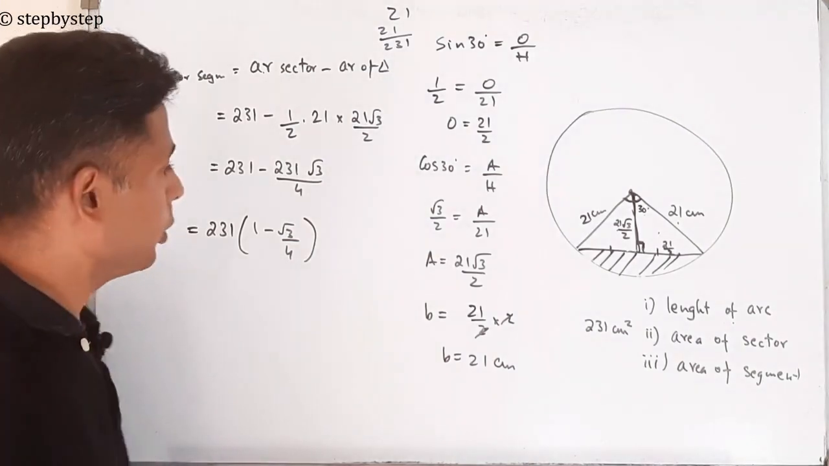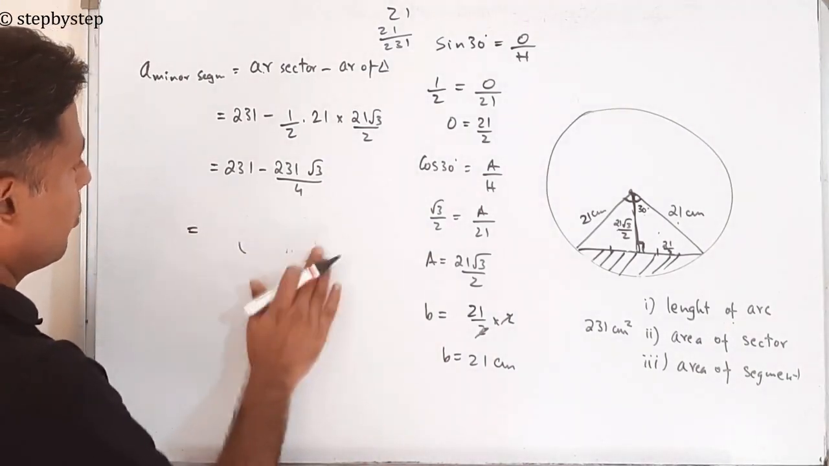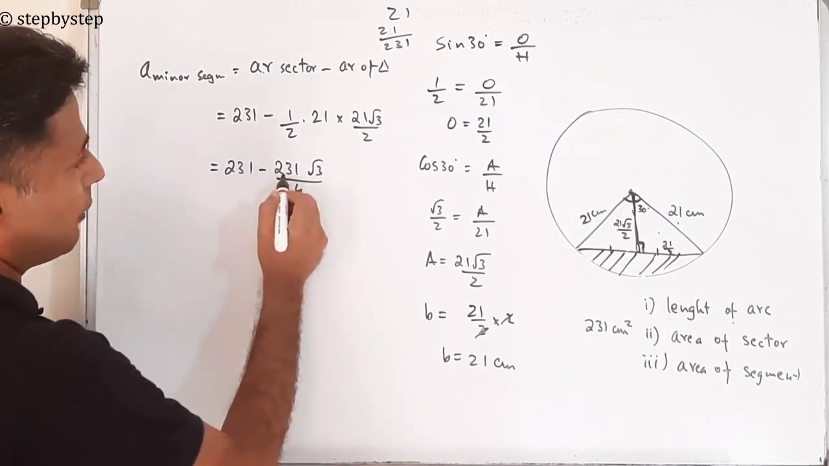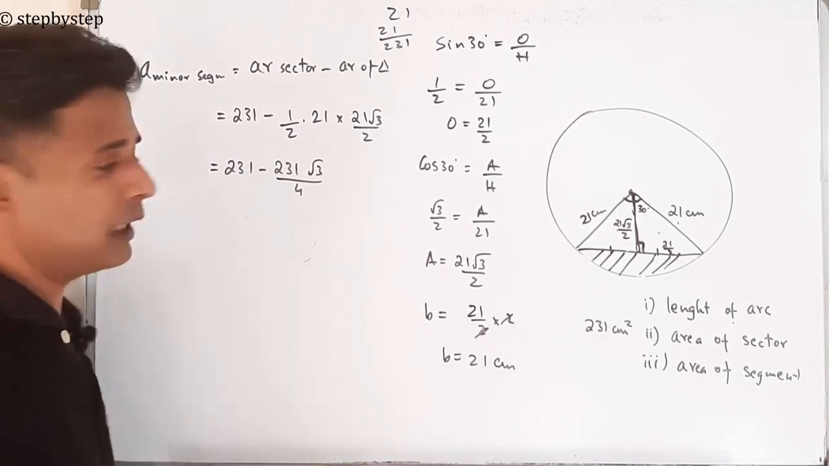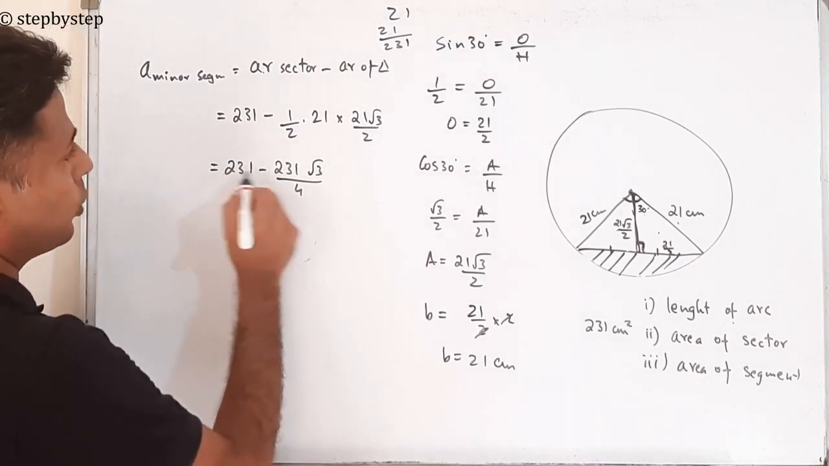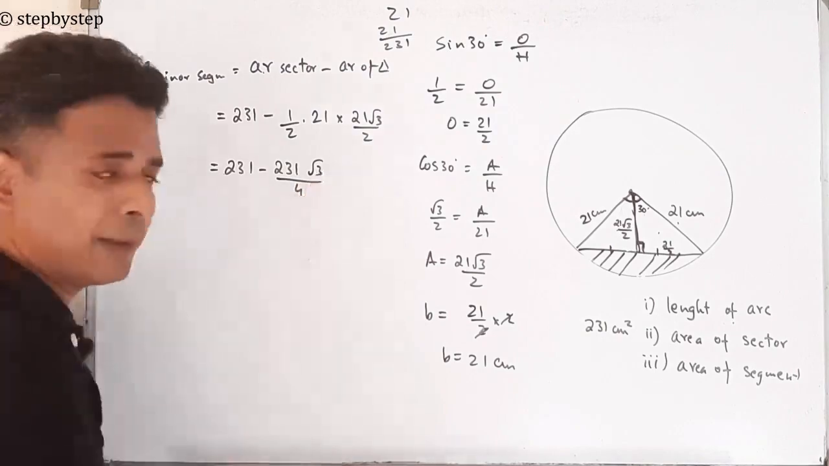Alright guys, in your textbook, they have actually not done this. What they have done is, they have written it as 231 minus 144 root 3 by 4, which is a wrong answer. I think there is a printing mistake. So that answer should be 231 minus 231 root 3 by 4.